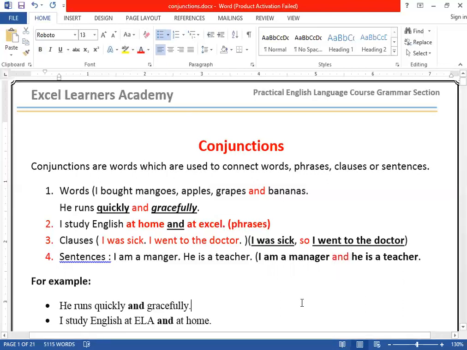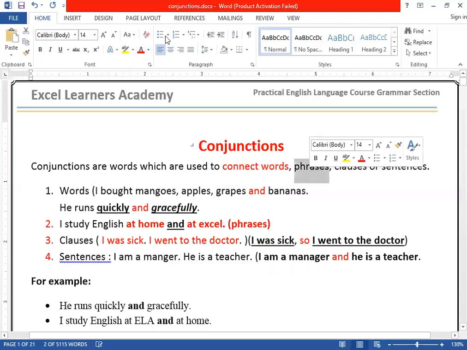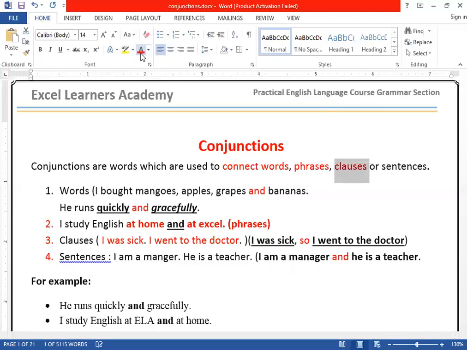So we can simply say conjunctions are used to connect two words or more than two words. They are used to connect words. Number one, they are used to connect phrases. They are used to connect clauses, or they are used to connect sentences. So that is what we call a conjunction. Is this clear?